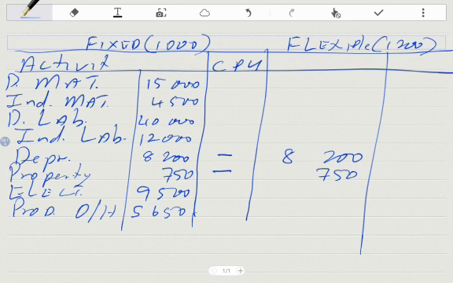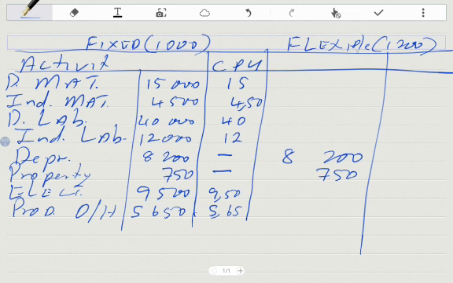Then I will work out the cost per unit. It will be 15,000 rands divided by 1,000 units. That gives you 15. 4,500 divided by 1,000 units, you've got 4.50. 40,000 divided by the 1,000 gives you 40 rands. 12,000 divided by that gives you 12. No need to calculate this. 9,500 divided by 1,000 takes you to 9.50. 5,650, and then you divide with that, and it gives you 5 rand 65 cents. So that's your cost per unit. That's the first step when we want to do the flexible budget.